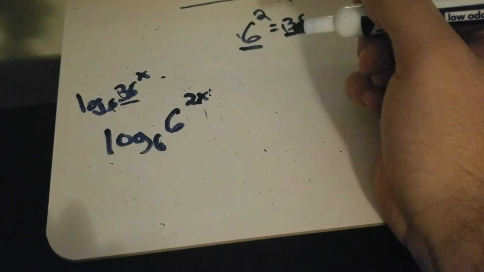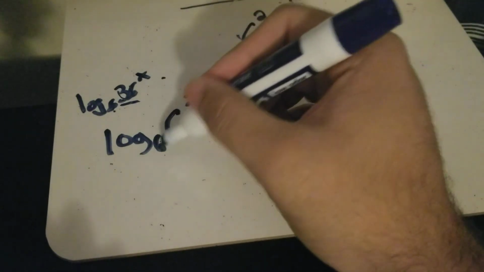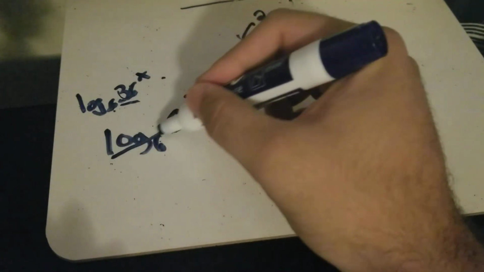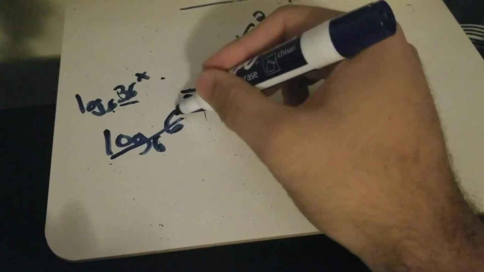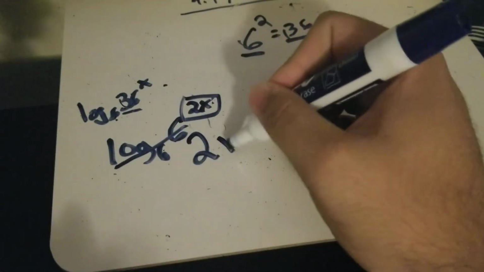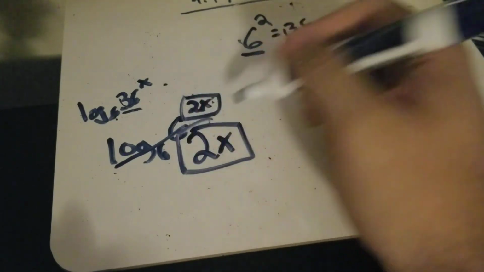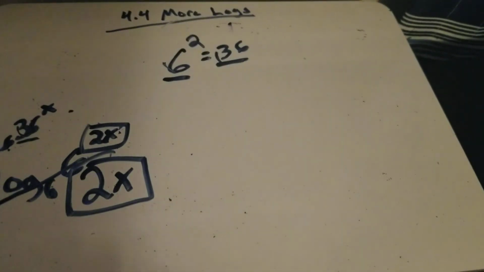Now, how does that help? Well, that helps because since this is the same and this is the same, crisscross, get out of here. All that is left is what my exponent was, which is 2x. So my answer for this question would be 2x. Let's do another one.